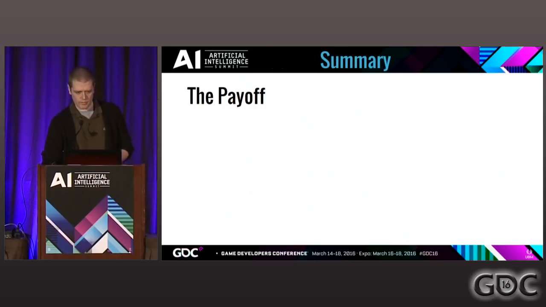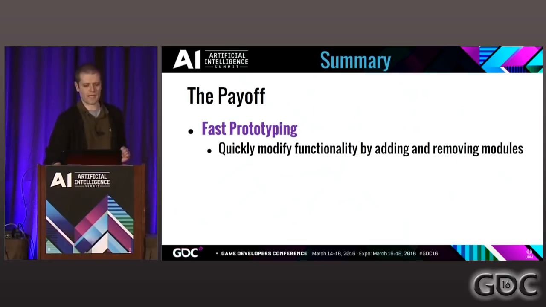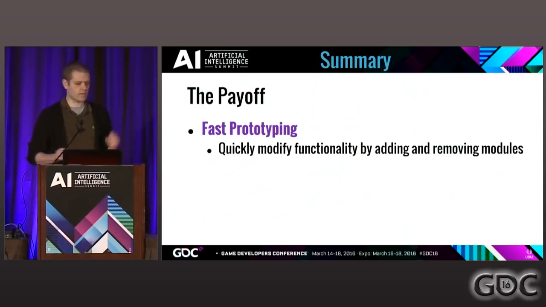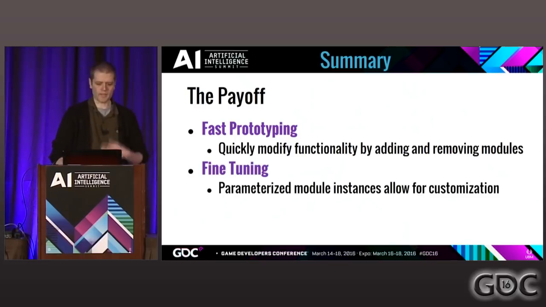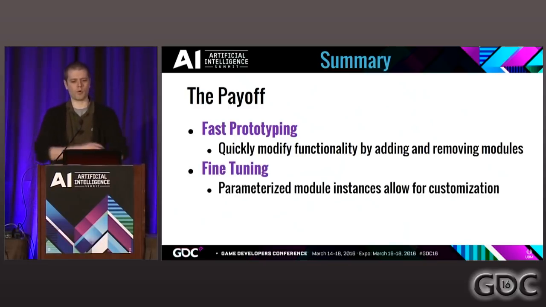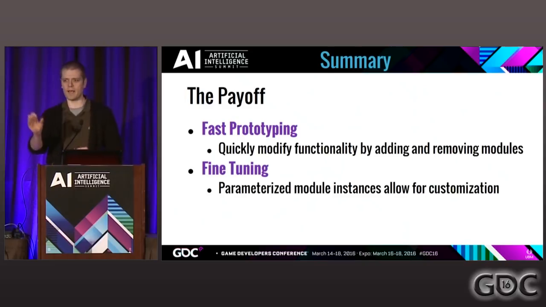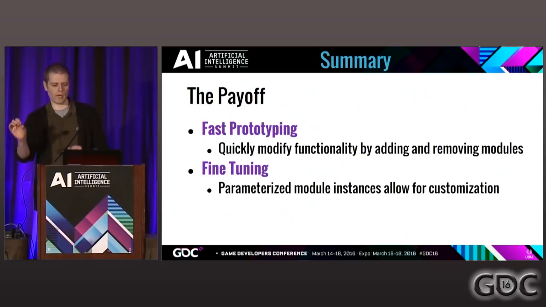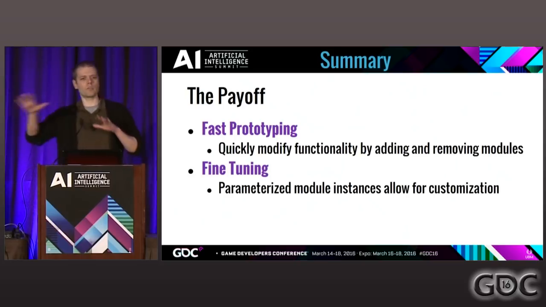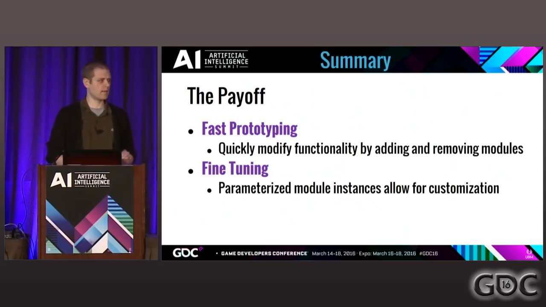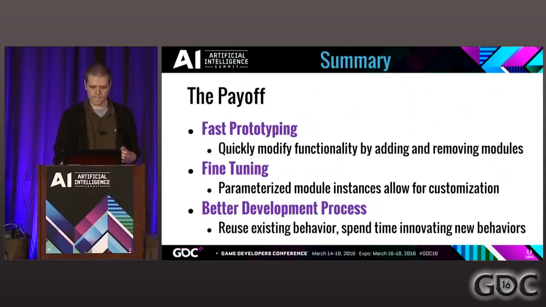But let's say we do all this right. We're going to get a nice payoff. The first is fast prototyping, right? We can now quickly and easily add our modules. We can fine-tune. We can parameterize these module interfaces so that we can say this specific module and this AI is going to have this set of parameters and this other one's going to be slightly different. So we don't lose that ability to polish our AI.